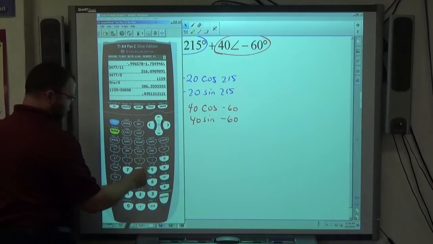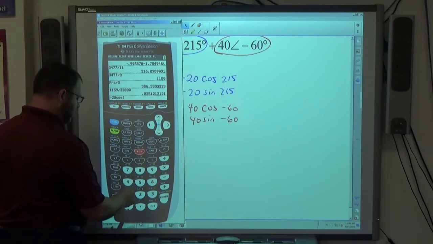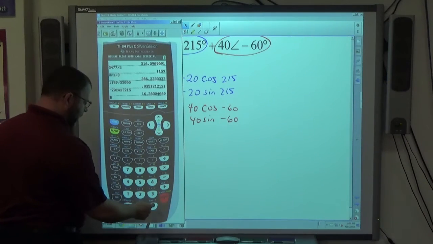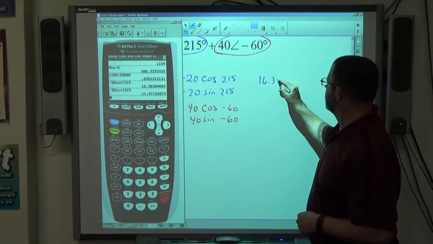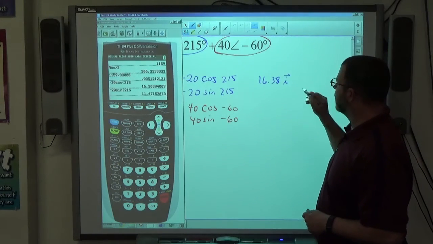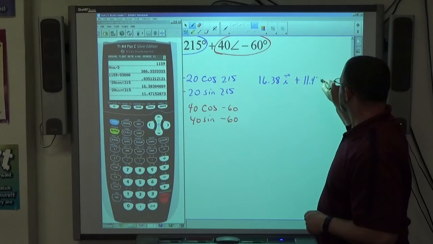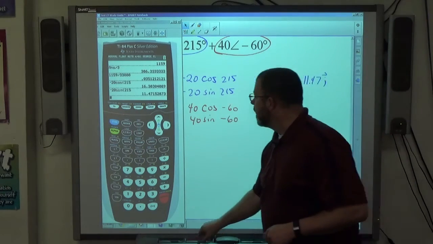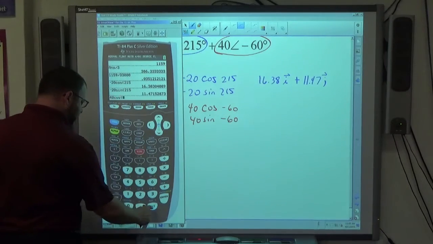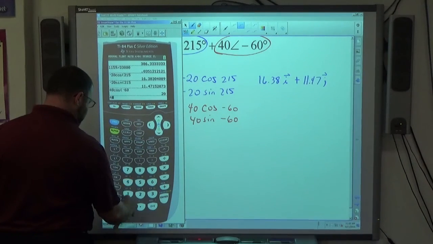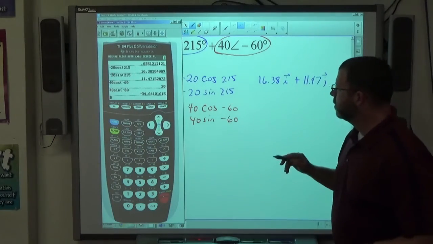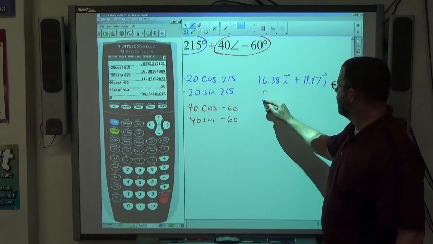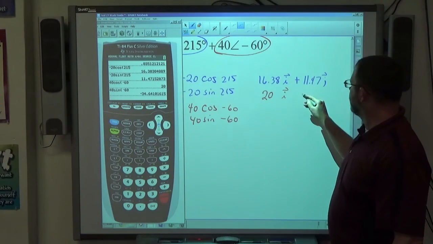So if I just type in what I'm seeing there, negative 20 cosine of 215, negative 20 sine of 215. That gets me for the first vector, 16.38 horizontal, so i vector, plus 11.47 vertical, so that's j vector. And then the second one, if I do 40 cosine of negative 60 and 40 sine of negative 60, that comes out to 20i minus 34.64j.